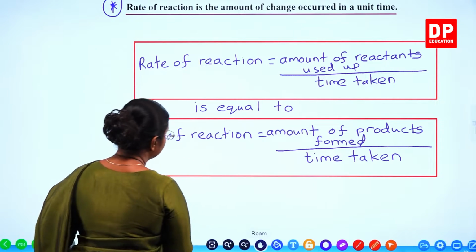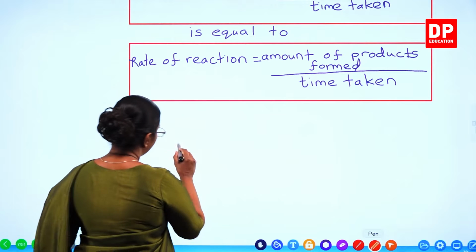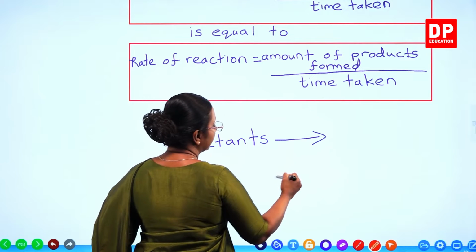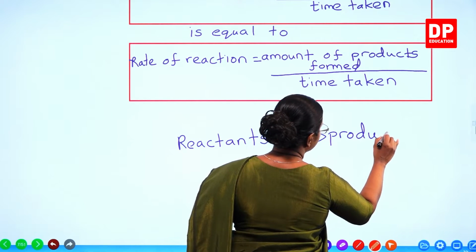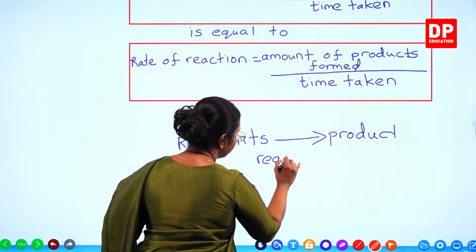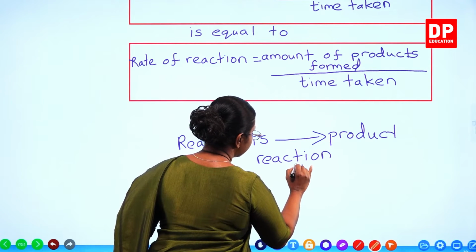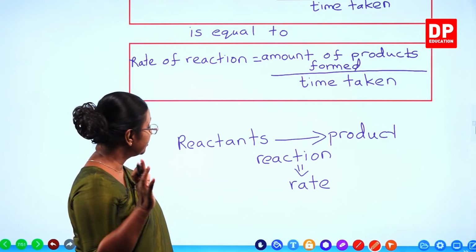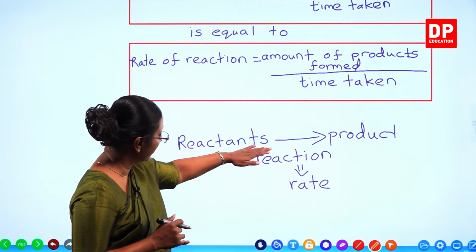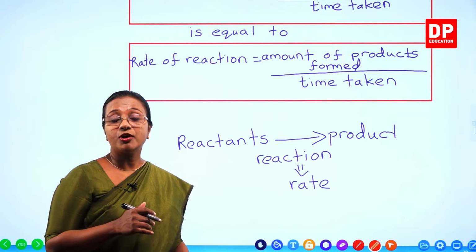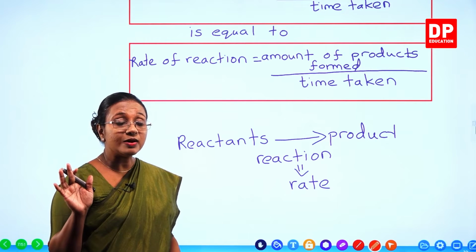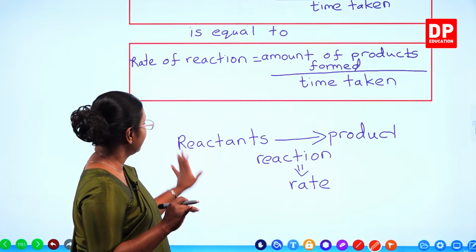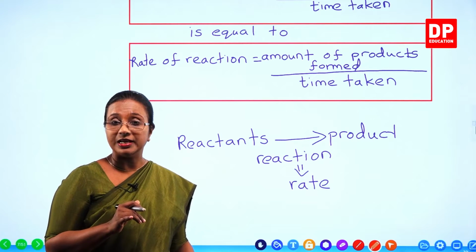So always remember students, when there is a reaction, there are reactants, and they are being converted to products. That is the reaction, and this reaction occurs at a certain rate. Now this rate is the same when you calculate the amount of reactants used up or the amount of products formed in a unit time. So that is what we call the change occurred in a unit time. You have to remember that because the reactants are the ones that are going to become products.